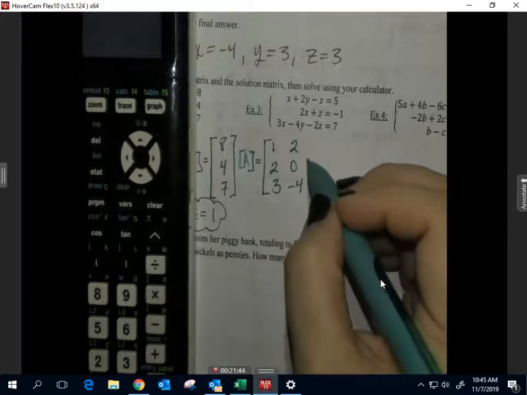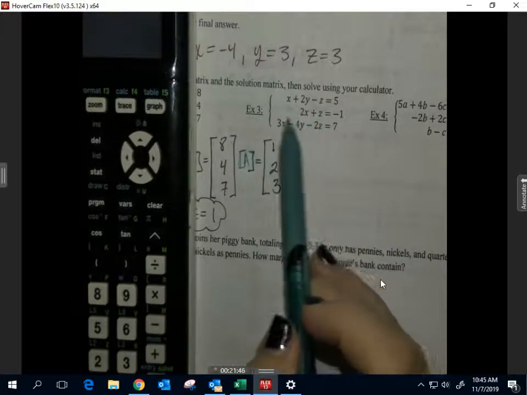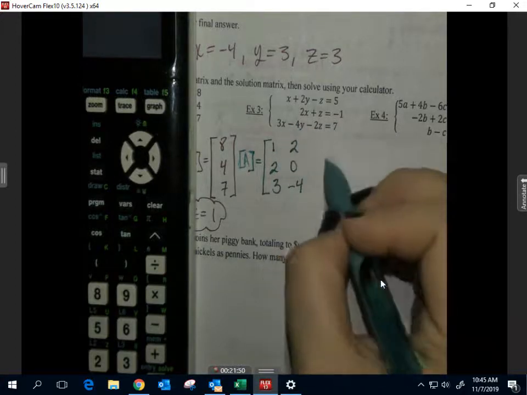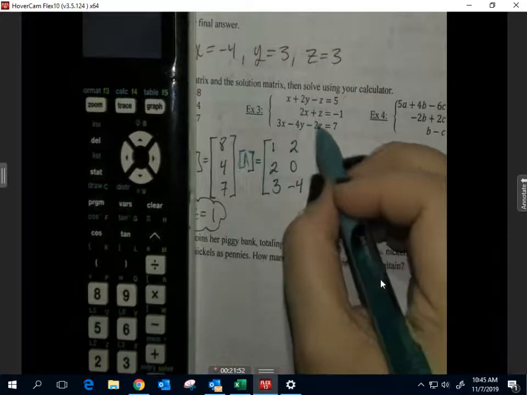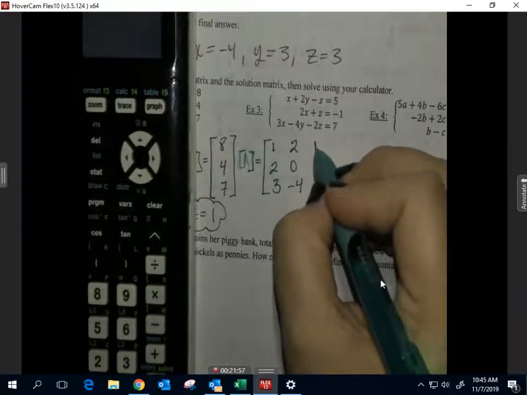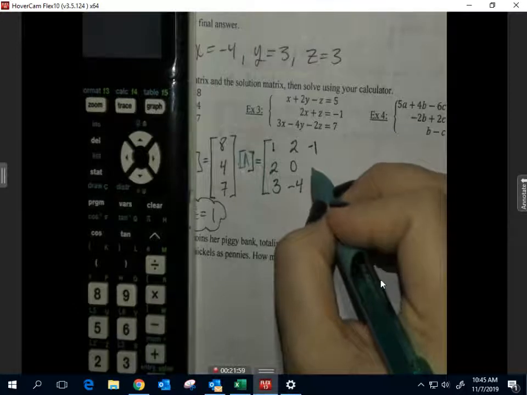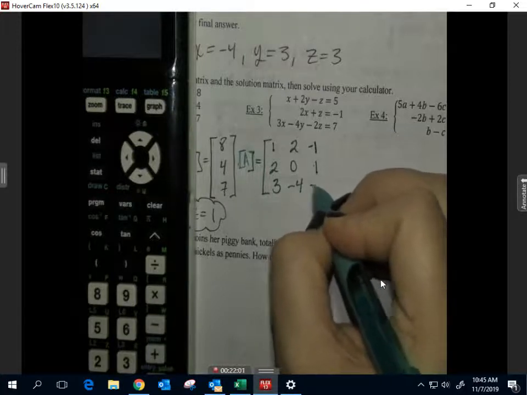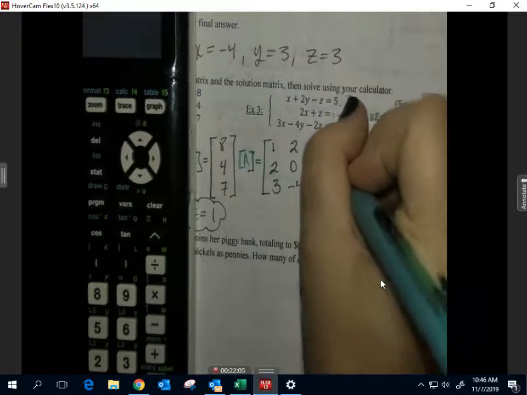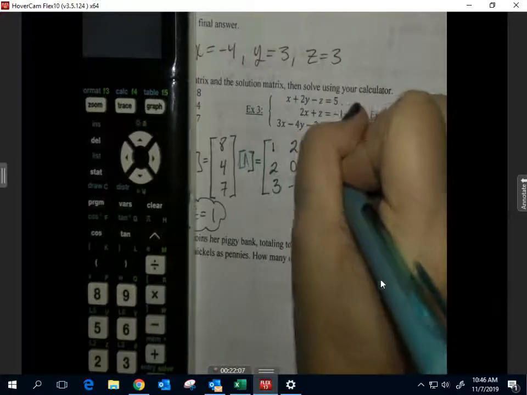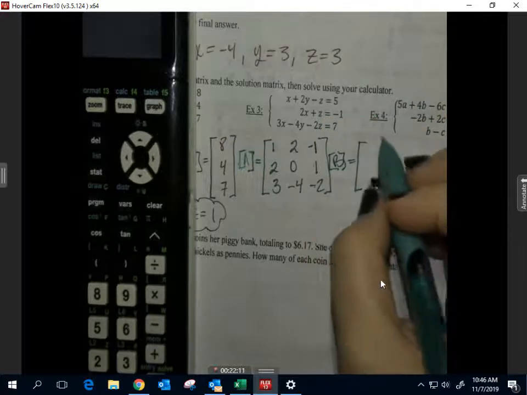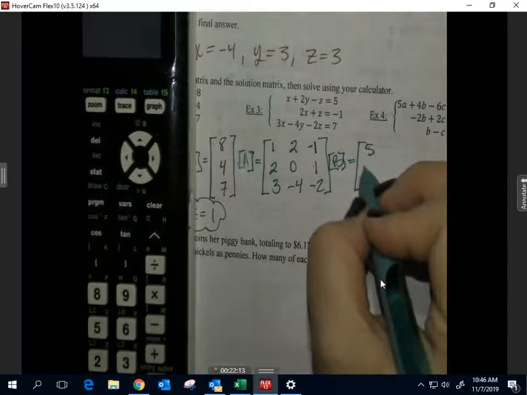Wait, so z's are 0? Yeah, because look, right here, there's no y in the second equation. Okay. That's why it's 0. Alright, now my coefficients for z's. -1, 1, and -2. Perfect. And then my B matrix. I'm running out of room here. My B matrix, 5.